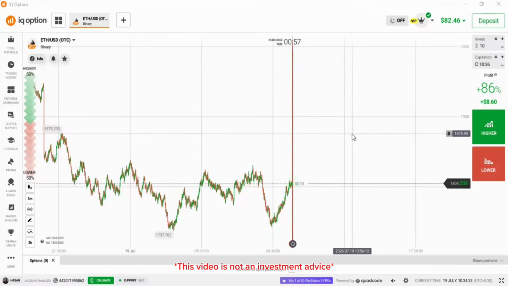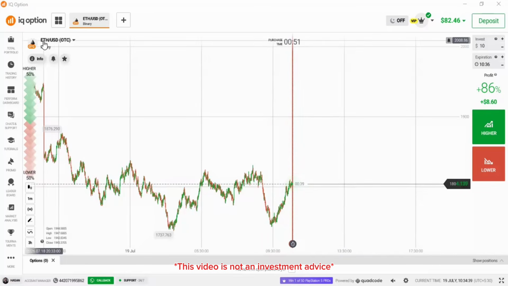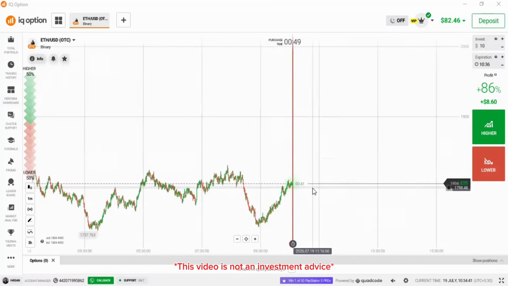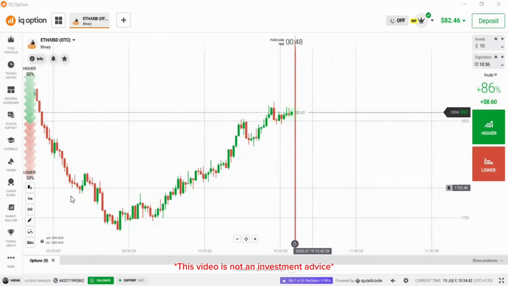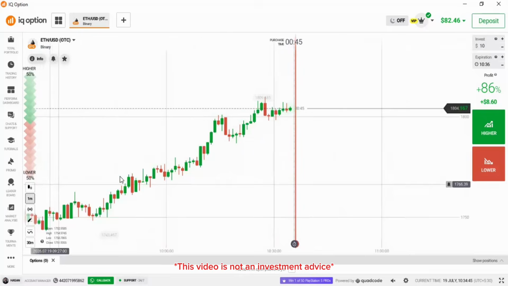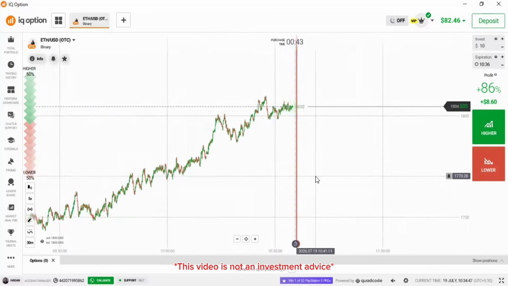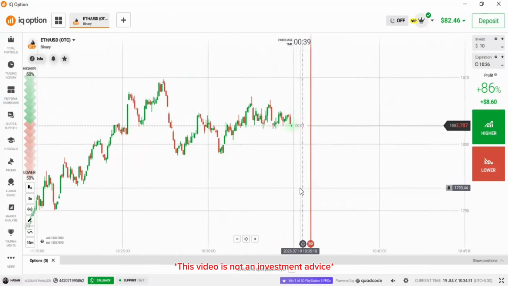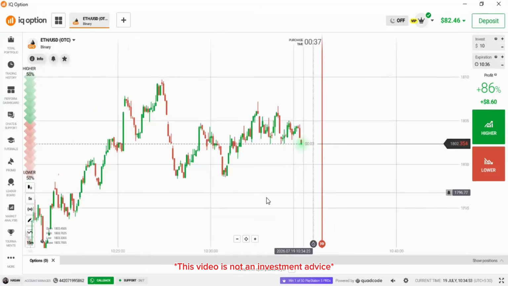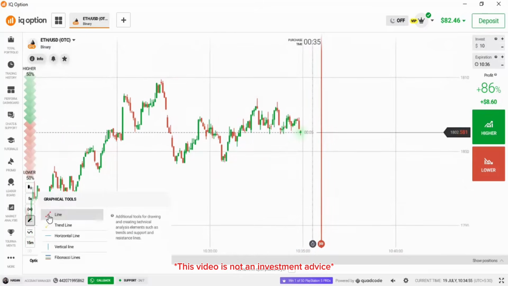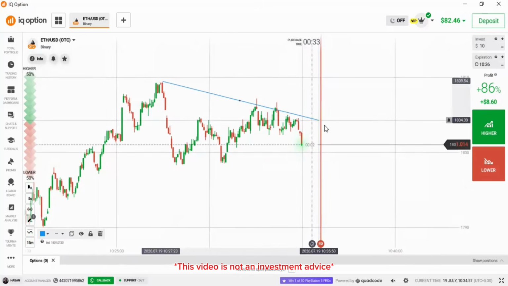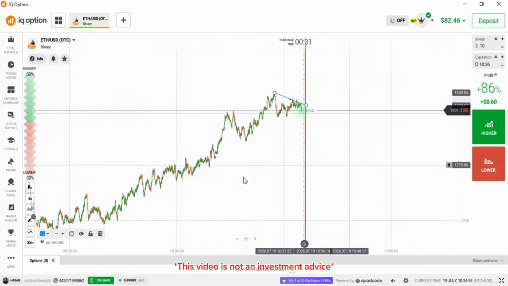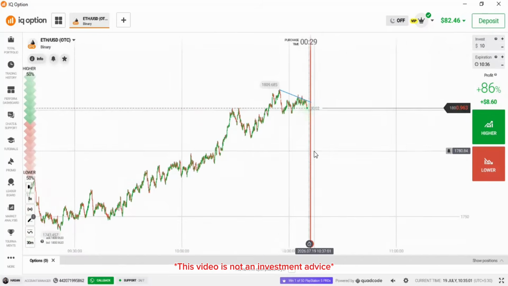Today I'm going to show you how to take trades with trend lines in a 5-second chart. Let's start now. This is the Ethereum USD chart. In a 5-second chart, you need to draw a trend line in the direction of the trend. Here, if you observe, there is a trend line point. The market is getting support here.